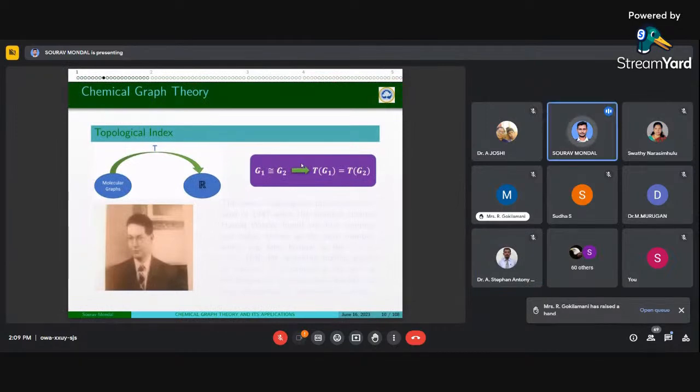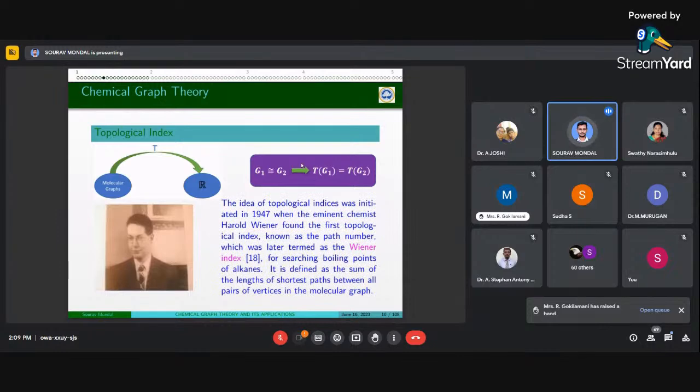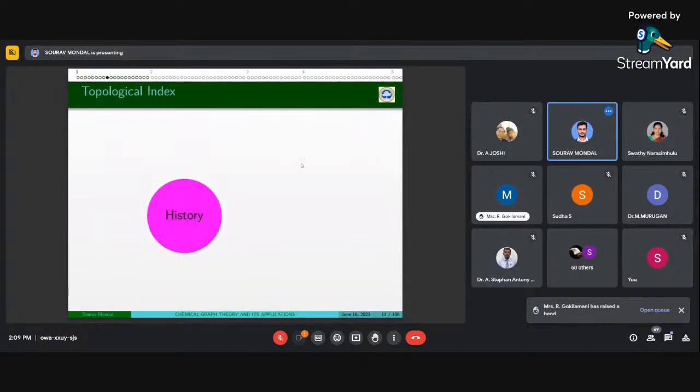This idea was initiated in 1947 when chemist H. Wiener introduced the Wiener index for searching boiling points of alkenes. Although this journey was started in 1947, the term topological index was first coined in 1971 when Hosoya presented the Z index.